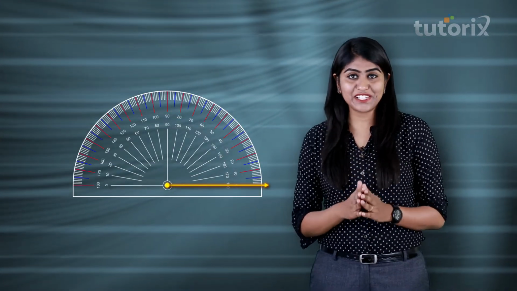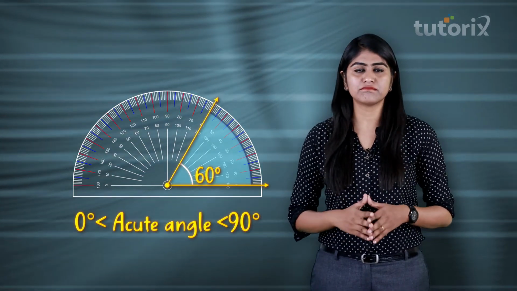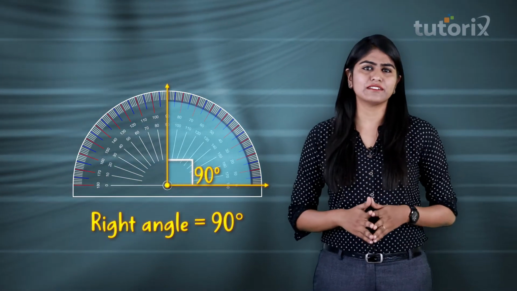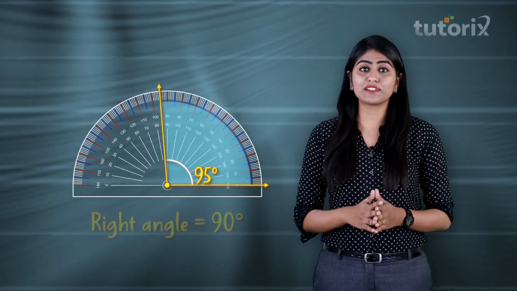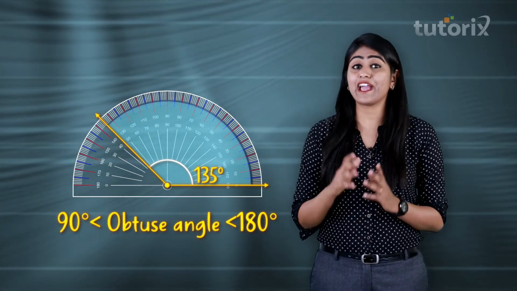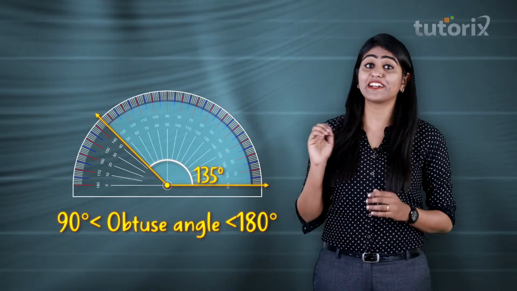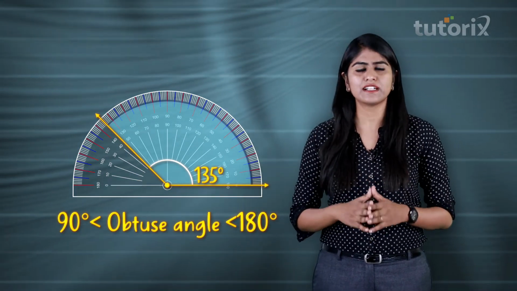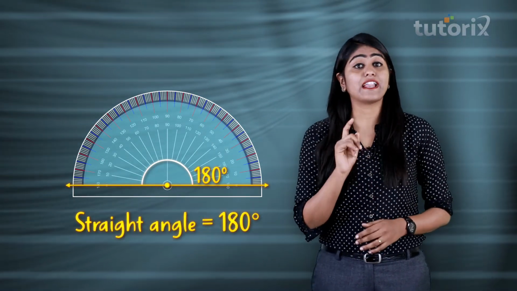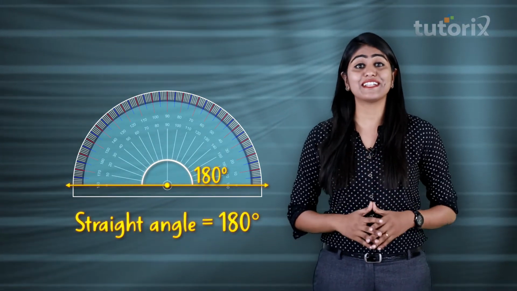An angle which measures more than 0 degrees and less than 90 degrees is an acute angle. An angle which measures 90 degrees is called a right angle. We do have an angle which is more than 90 degrees and that is called an obtuse angle. So any angle more than 90 degrees and less than 180 degrees is an obtuse angle. Now, what happens when we have two rays pointing in exactly opposite direction? Yes, there we have a straight angle formed and the measure of that angle is 180 degrees.